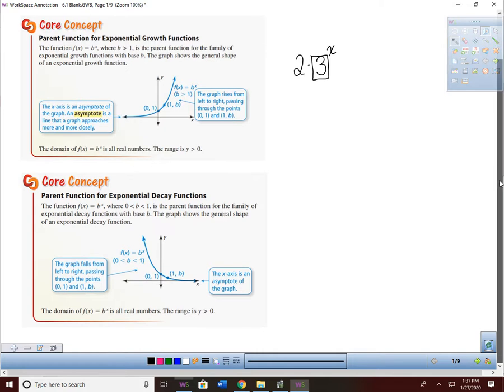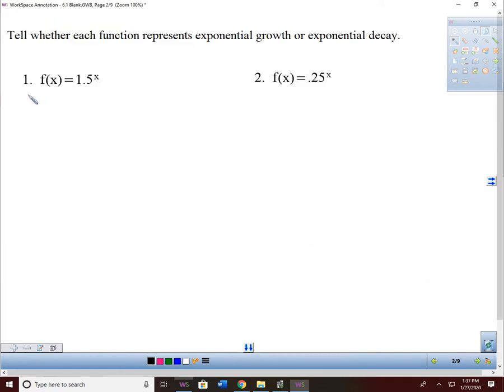So with decay, that number would be between 0 and 1. Not a negative number, but between 0 and 1. The negative just means it's going to flip the other direction. And then from left to right, my equation would be going down. So if you're trying to decide if it's growth or decay, you're going to look at the base of your exponent. The base of this exponent is 1.5. That's bigger than 1, so that makes this a growth. Whereas on number 2, 0.25 is the base of your exponent. That is in between 0 and 1, so that makes this a decay.